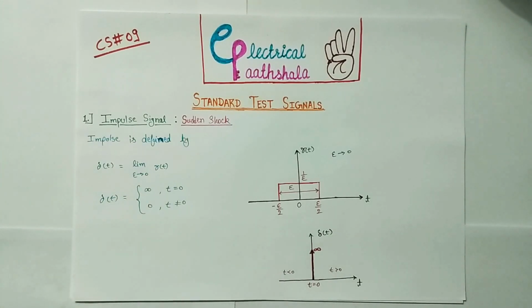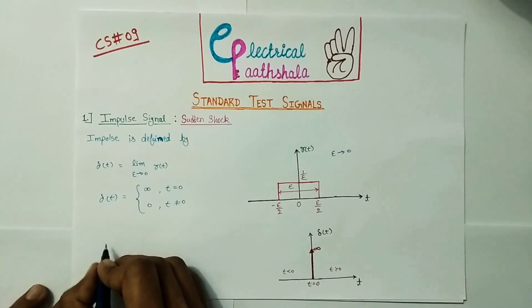impulse is 0. That's why we say that impulse is also simulated as sudden shock, because you can see here that at t is less than 0, the magnitude of the input signal or impulse signal is 0, but at t is equals to 0, suddenly the magnitude of the signal becomes infinite, and soon after t is equals to 0, again the magnitude becomes 0. That's why we say that impulse signal is also known as sudden shock.